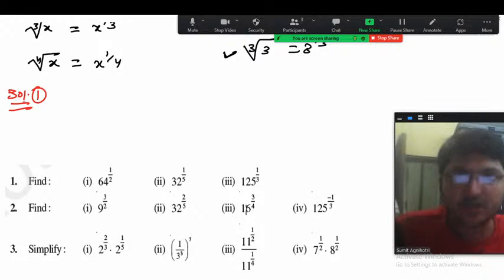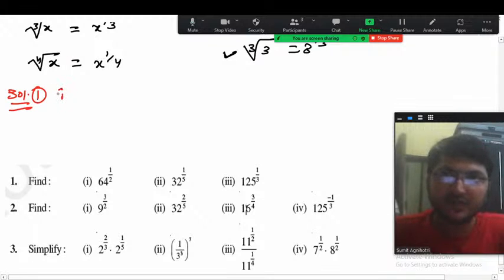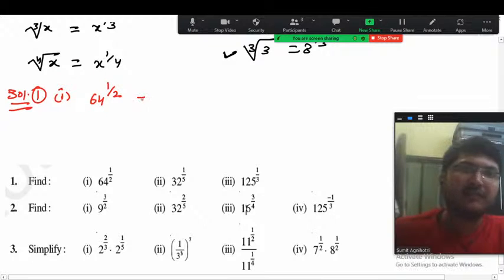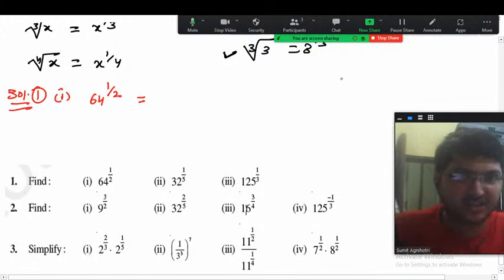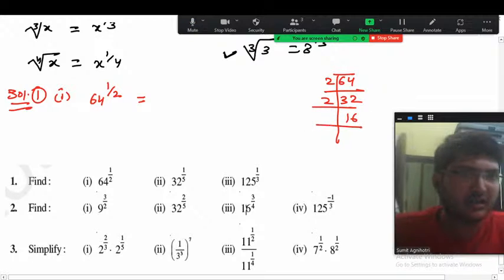Okay, can you solve the first one? Can I solve 64 raised to the power 1 over 2? It can be solved very easily. To solve it, you need to consider the prime factorization of 64. You just tell me what is the prime factorization of 64.